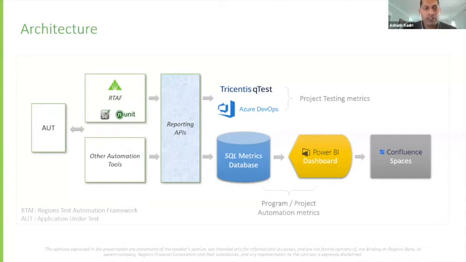So instead of repeating the same code for reporting results, we decided to pull it out and make them common reporting APIs, so that different tools and frameworks can call that API whenever they want to report results into the test management tools and the metrics database.